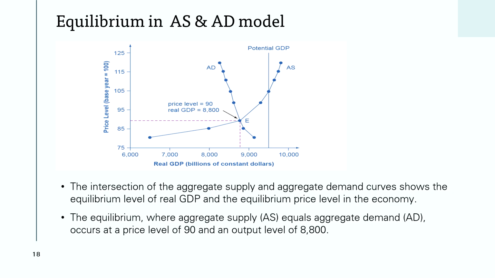In the graph above, the aggregate demand curve meets the aggregate supply curve at point E. This intersection is the economy's short-run equilibrium with a price level of 90 and an output level of $8,800 billion. At this point, quantity of aggregate demand and quantity of aggregate supply are equal, and the economy is stable in the short run. No immediate pressure exists for firms to change output.